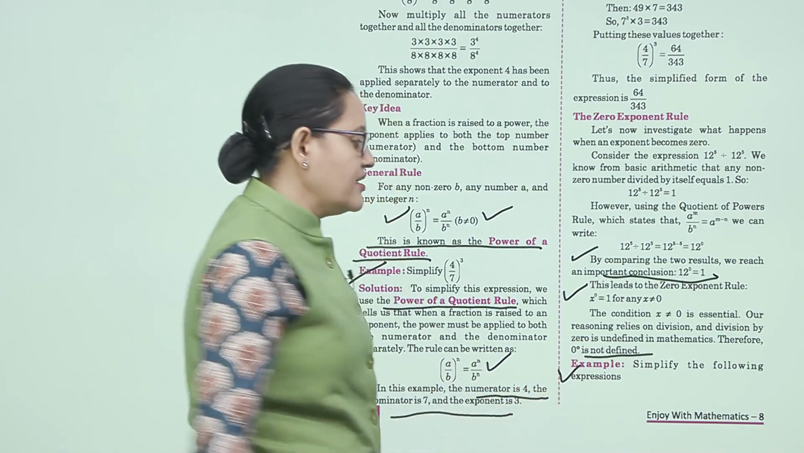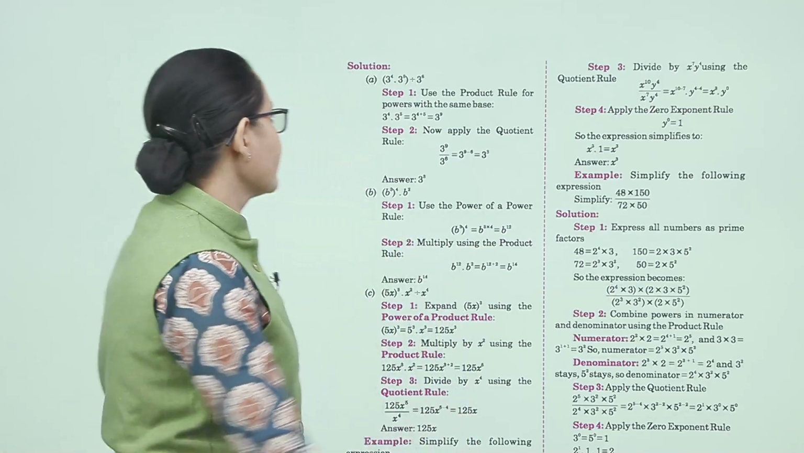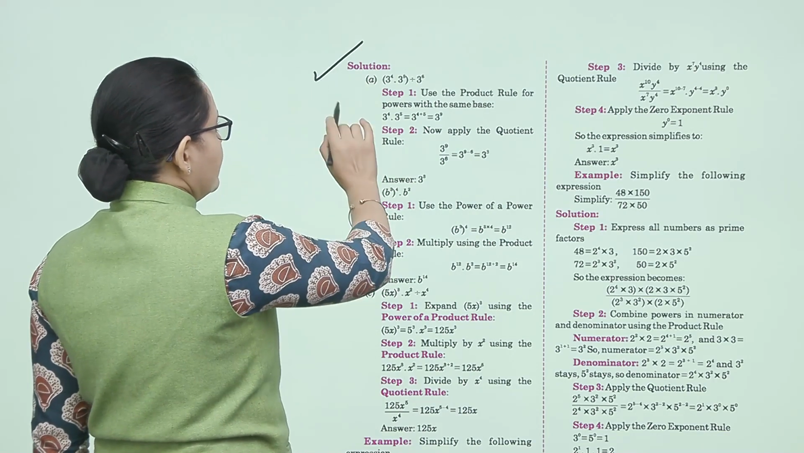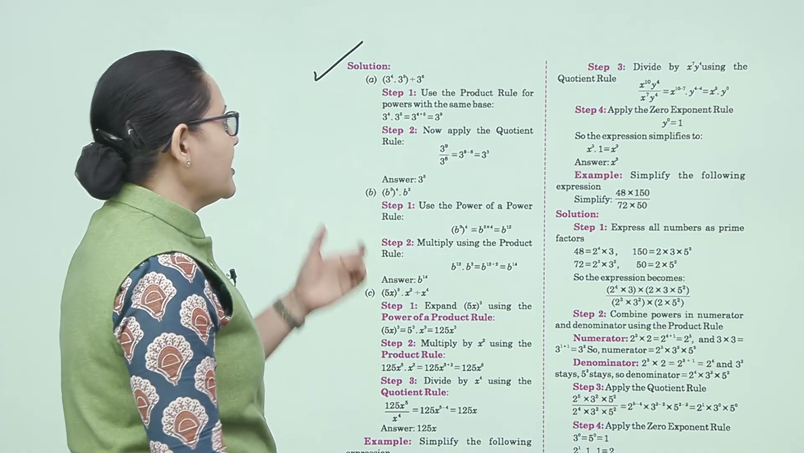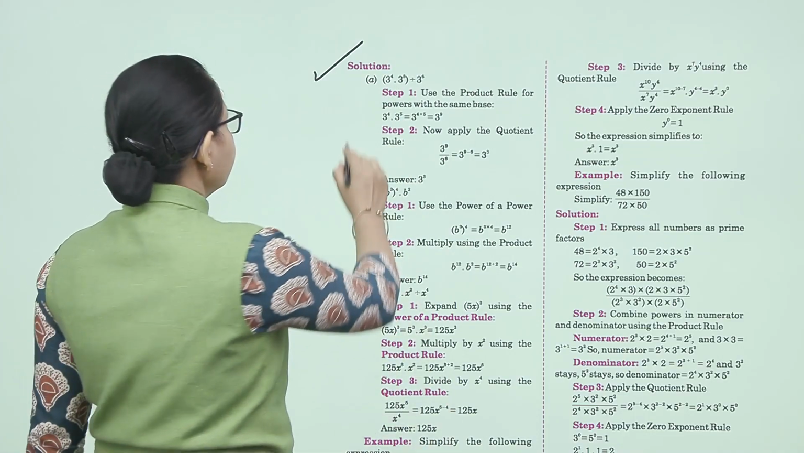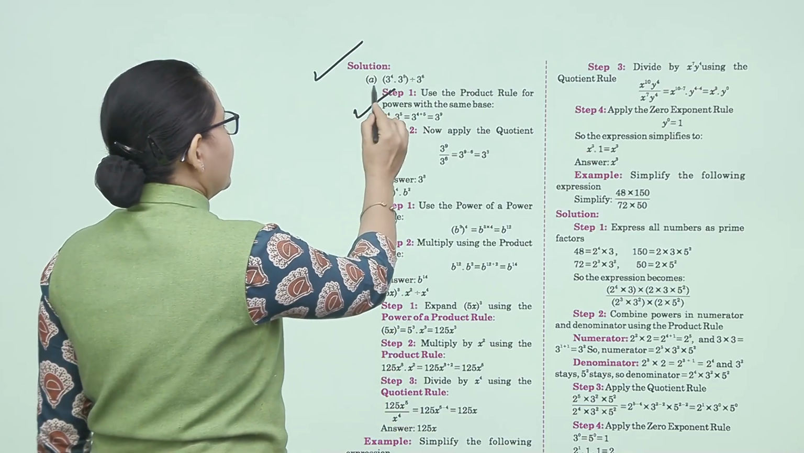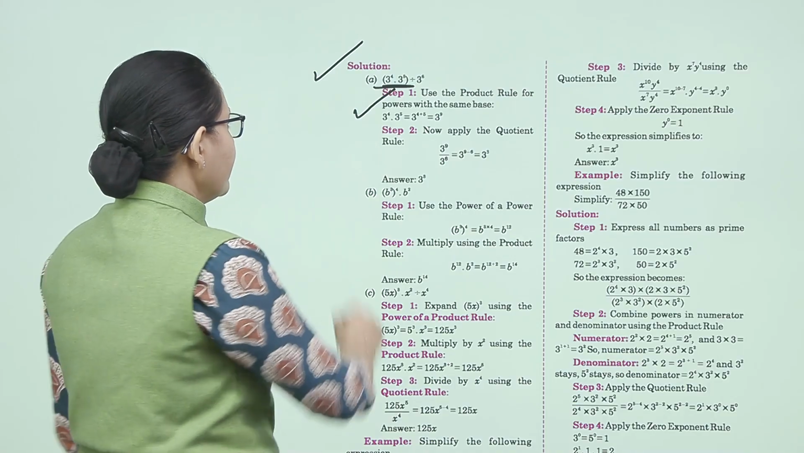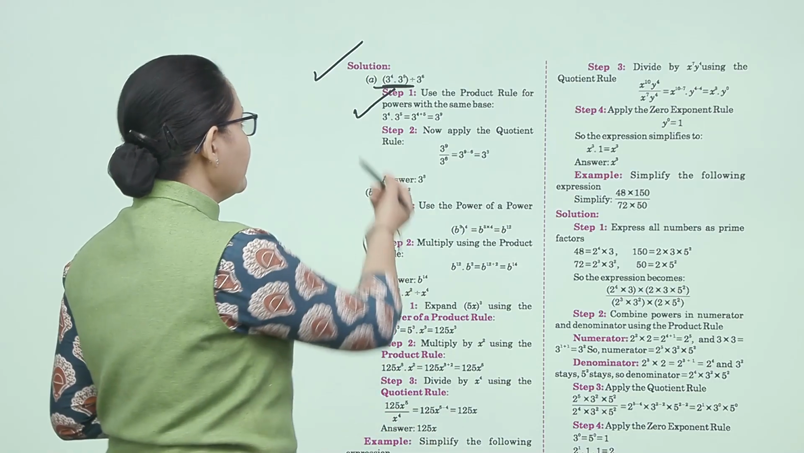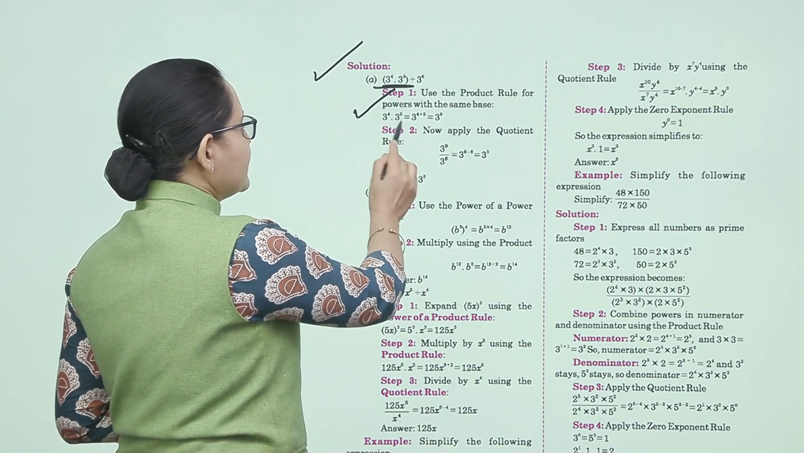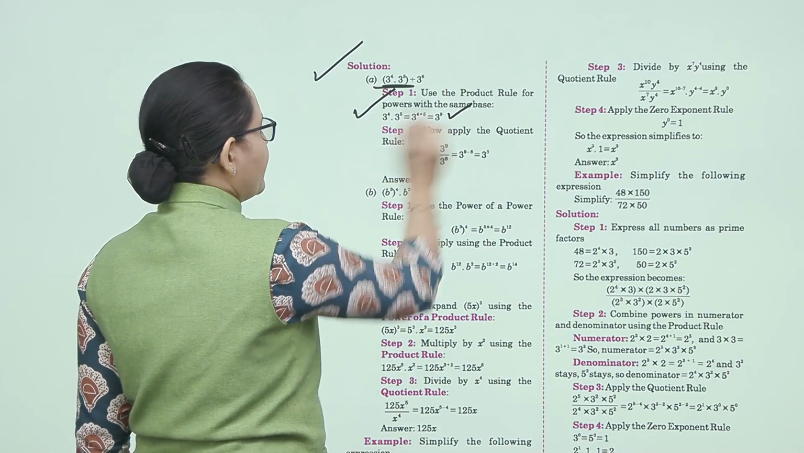Let's take an example here. Simplify the following expression: 3^4 multiplied by 3^5 divided by 3^6. Now step 1, use the product rule. First we'll use the product rule because here we have to multiply. 3^4 multiplied by 3^5 is equal to, the base is the same, so according to the product rule, the powers are added. 3^(4+5) is 3^9.